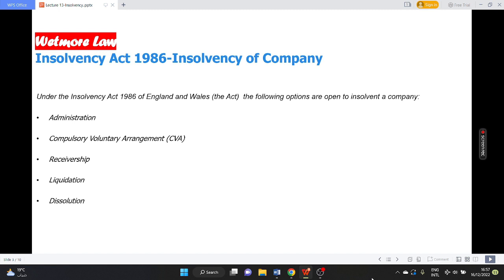Liquidation. Winding up a company voluntarily or through the courts, wherever the assets are collected and realized, debts paid, and balances distributed. Dissolution. This is a situation of breaking up and disposal of a company.